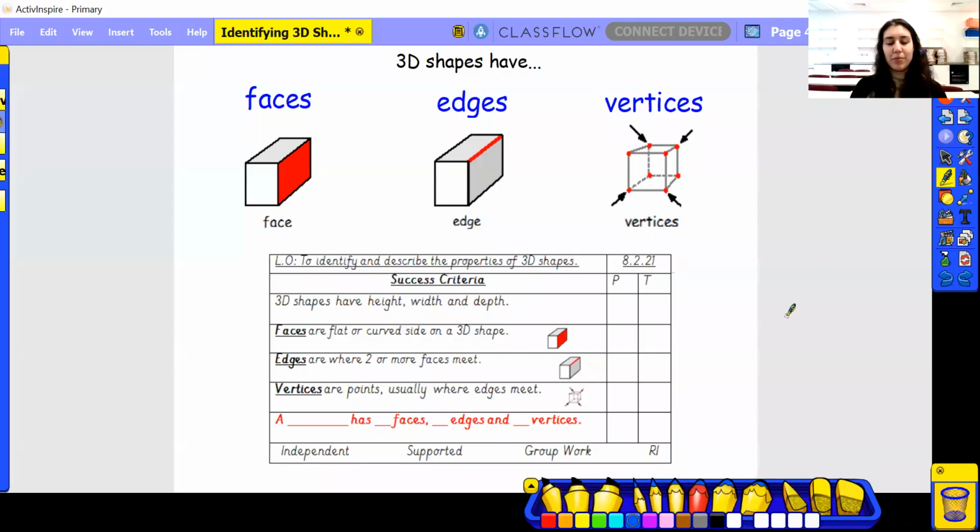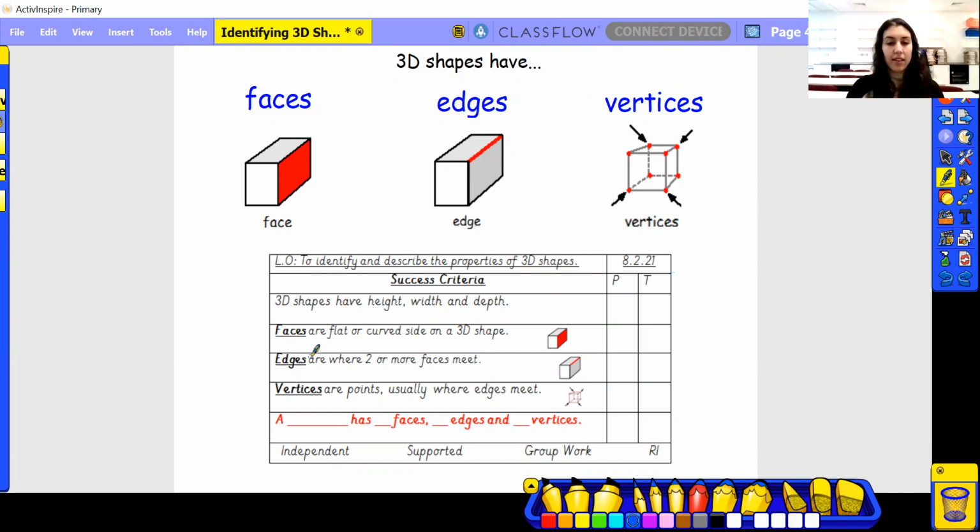So let's have a little bit of a closer look at our key vocabulary for today's lesson. We've got faces, edges, and vertices. Now we've already looked at the word vertices on our 2D shape, so hopefully this should be quite familiar. So let's have a look then at our definition. So 3D shapes have height, this way, width, this way, and depth, which is this way. So that's what makes them 3D. Our 2D shapes have just got height and width. They just have those 2 dimensions. But a 3D shape also has that depth to it as well.